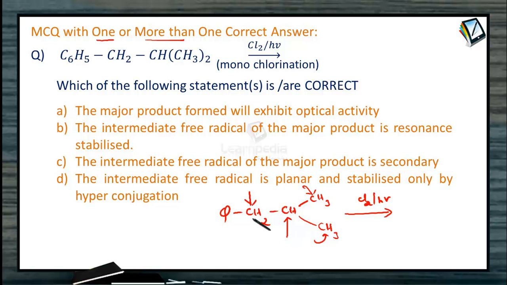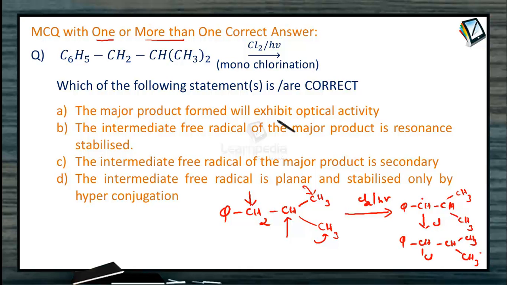And if the free radical is formed here at this position, it is benzylic free radical, which is more stable than a tertiary carbon free radical. So therefore chlorination occurs at this point with the resulting intermediate free radical as this with CH, CH3, CH3. And this is attacked by chlorine to give the product of the reaction as. Now let us see what are the options given.